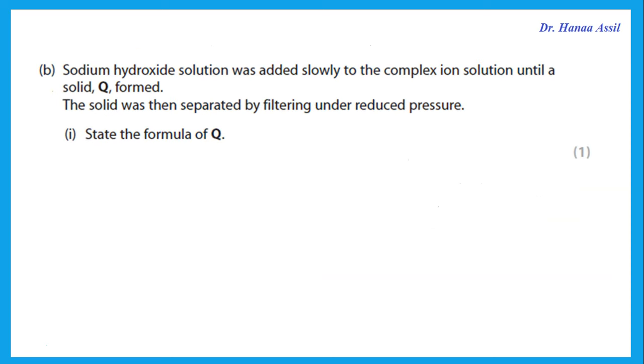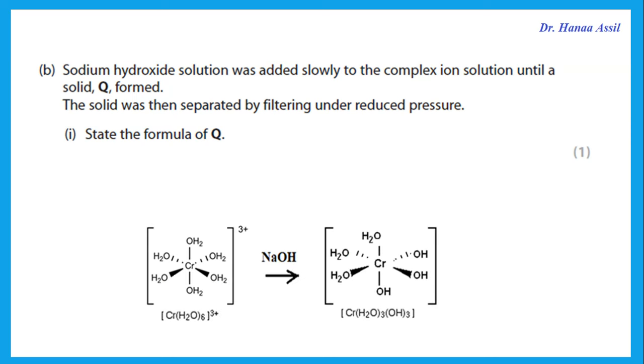Sodium hydroxide solution was added slowly to the complex ion solution until a solid Q formed. The solid was then separated by filtering under reduced pressure. So this chromium complex with 6 water, we added the sodium hydroxide dropwise. Of course, what happens is some of the water molecules are deprotonated. That means the water loses an H plus and becomes OH minus.